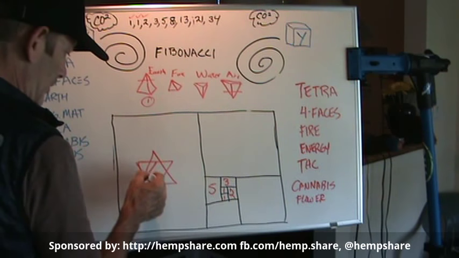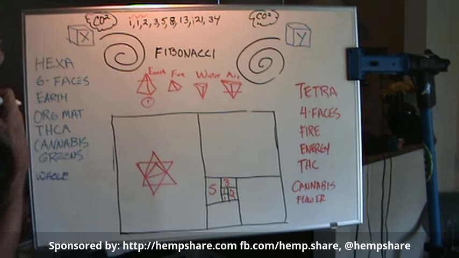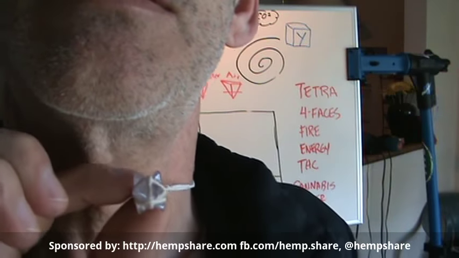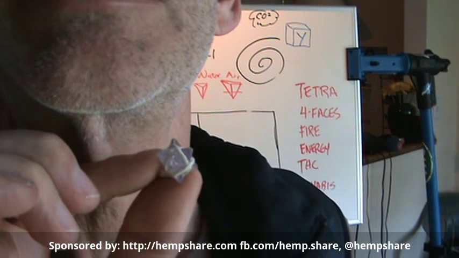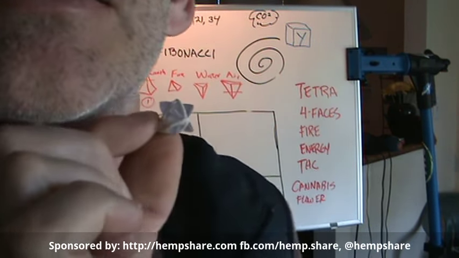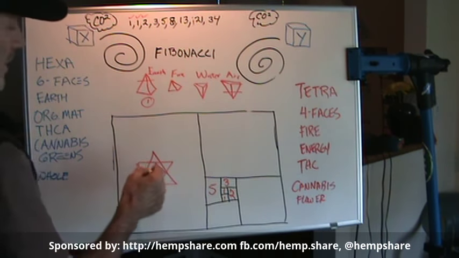So there's a point that comes. Now I'm wearing one of these right now. You might be able to see this. This has got multiple points on it. This is a star tetrahedron. It's 7 axes and 8 points. So this is 7 axes.